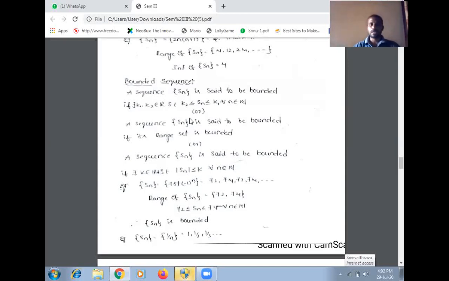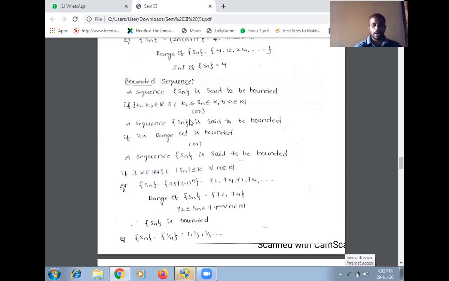A sequence Sn is said to be bounded if there exist k1, k2 belonging to R such that k2 less than or equal to Sn less than or equal to k1 for all n belonging to N. Sn ఒక పరిబద్ధ అనుక్రమం కావాలంటే for all n belongs to N కు k2 less than or equal to Sn less than or equal to k1 అగునట్లుగా k1, k2 belongs to R వ్యవస్థితం కావాలి.